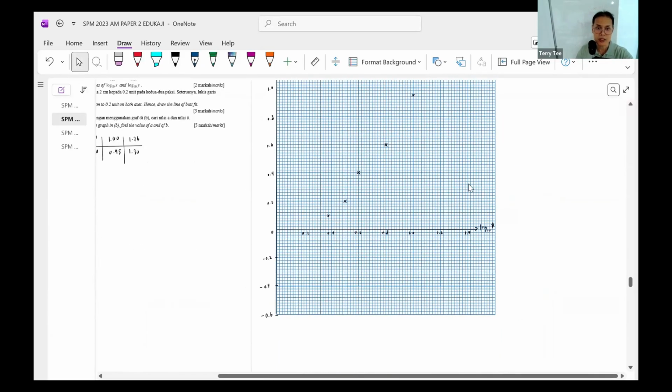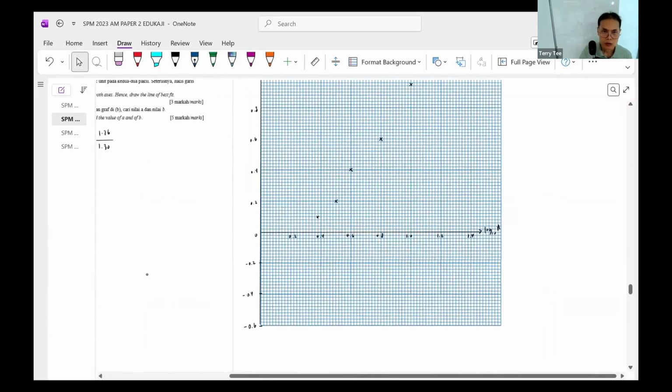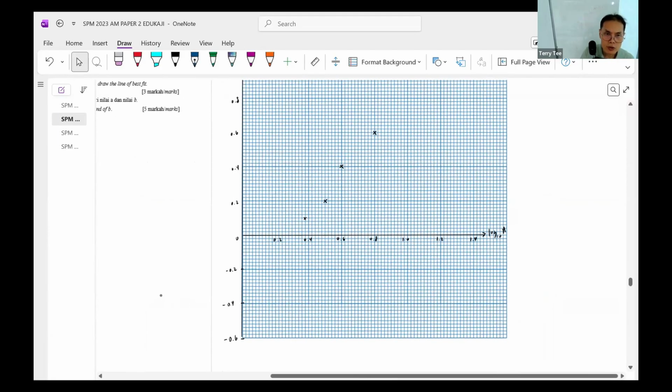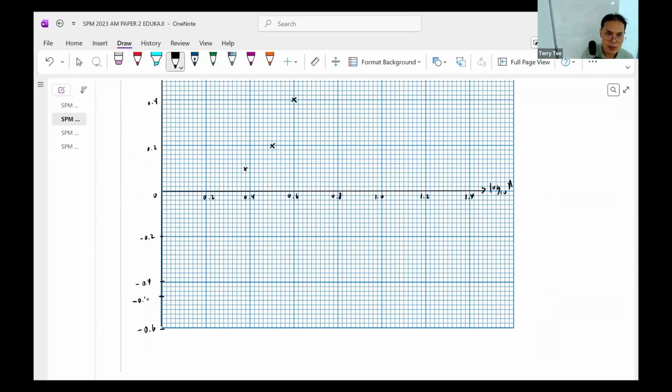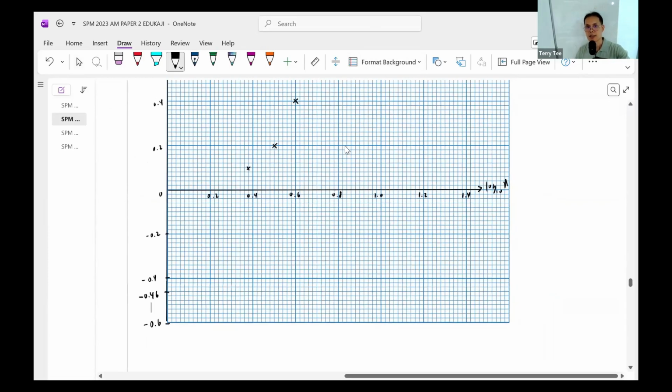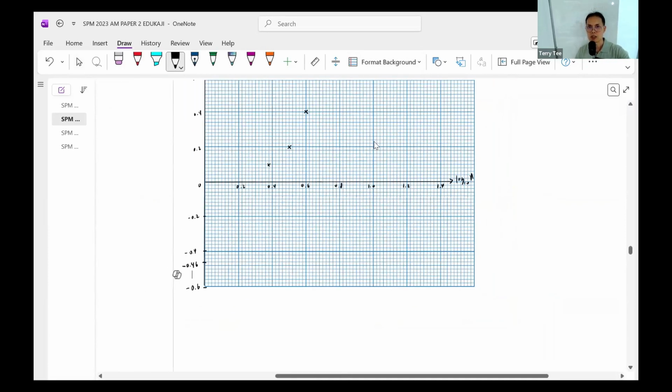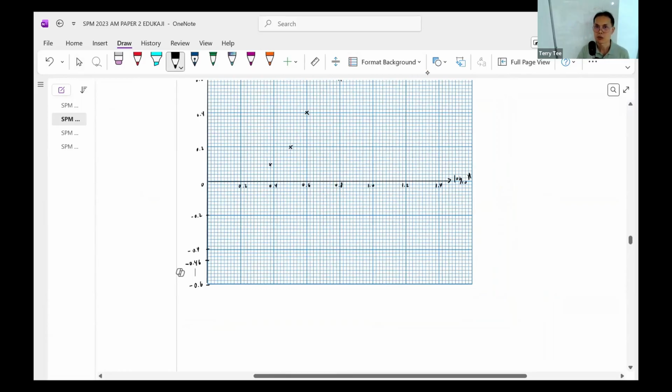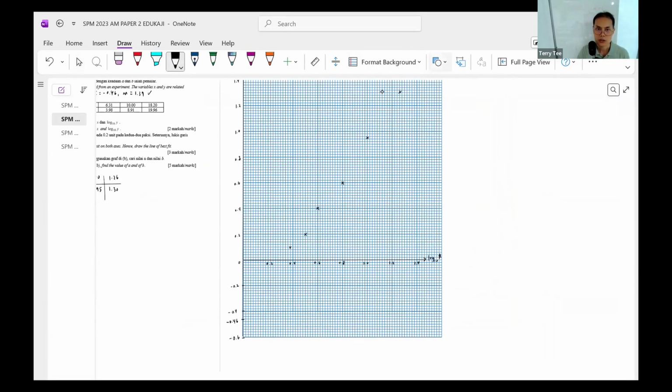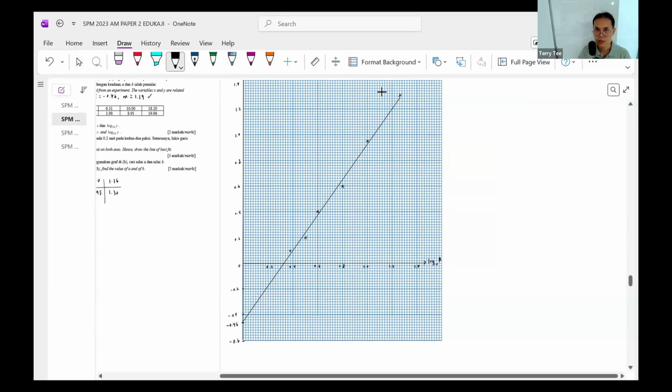That's the cheating part, because we really use a calculator to know the answer. We know the answer is here, negative 0.46 is over here. So I just have to take this line and extend all the way. That means I use my ruler here, join. Make sure it passes through as many points as possible.